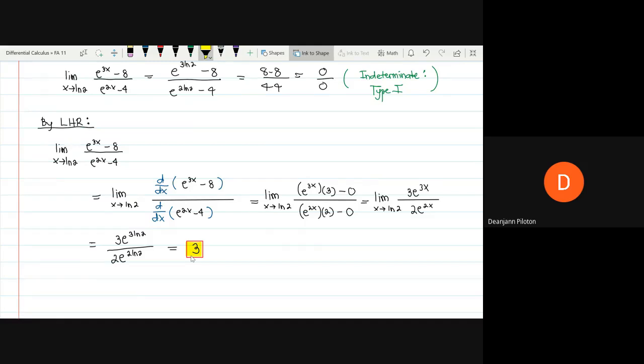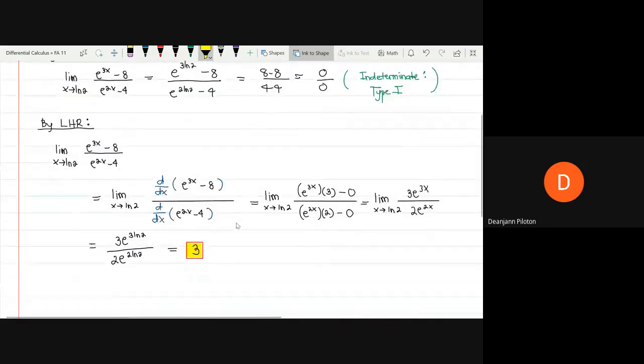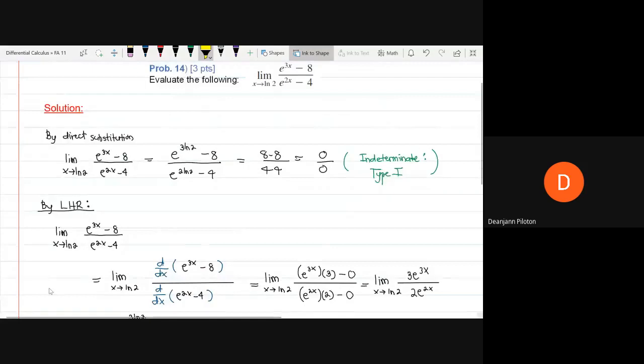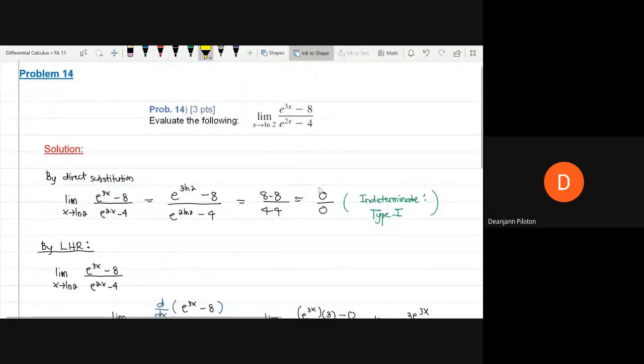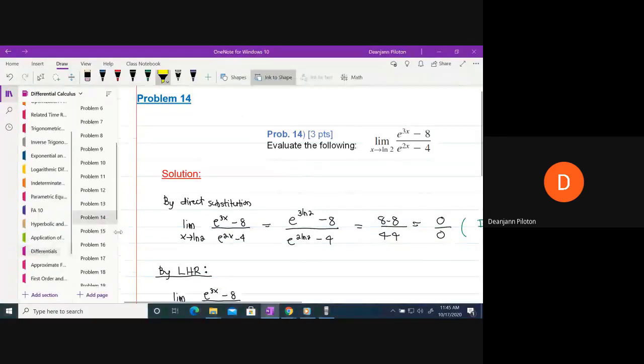Sige, class, question about this problem. Wala, sir. Sige, LHR class pwede ninyo LHR. So, basta indeterminate type 1, pwede po mo mag-algebraic manipulation. So, tanawin na lang ninyo kung asa mas dali para sa inyo class, pilion sa inyong preference.